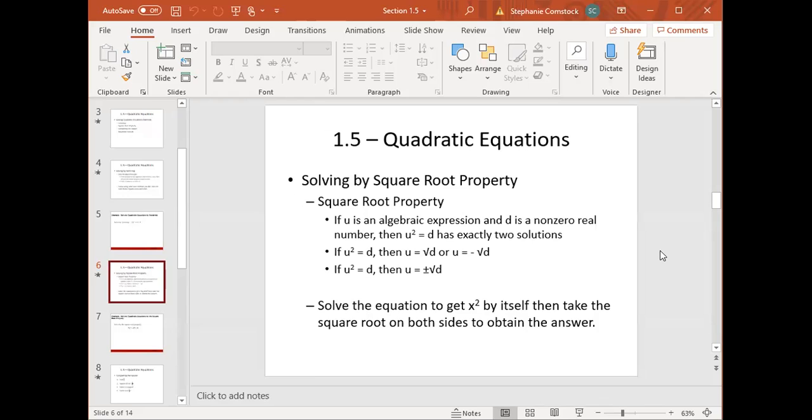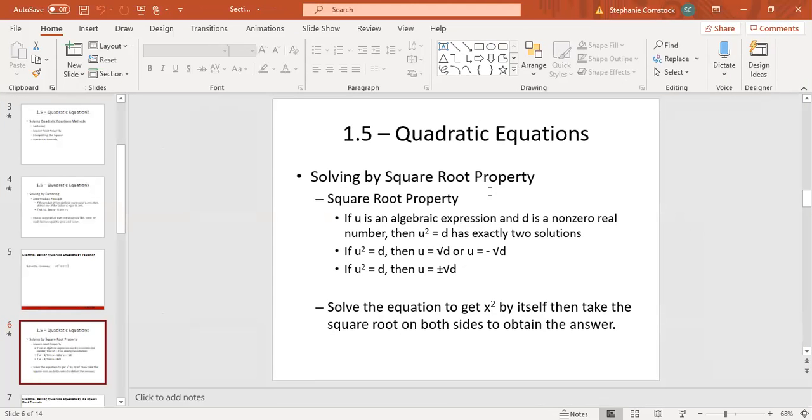Now, we discussed before in one of the previous sections, when we were talking about functions, that if we introduce the square root, then we also have to introduce a plus and a minus. So when we have this happen, we have u squared, they're using u as a general variable here. u squared equals d. It's going to have two solutions. It's going to have the square root of d and then the negative square root of d.